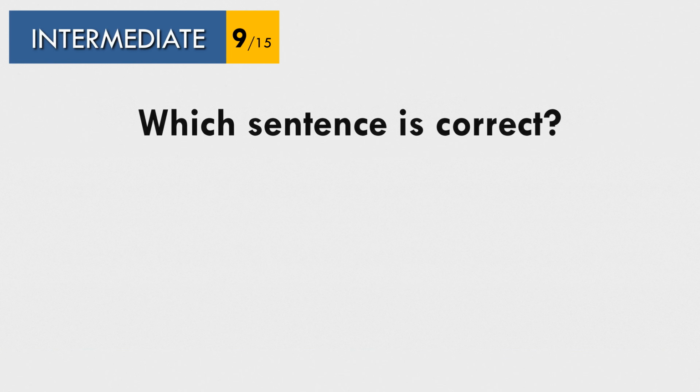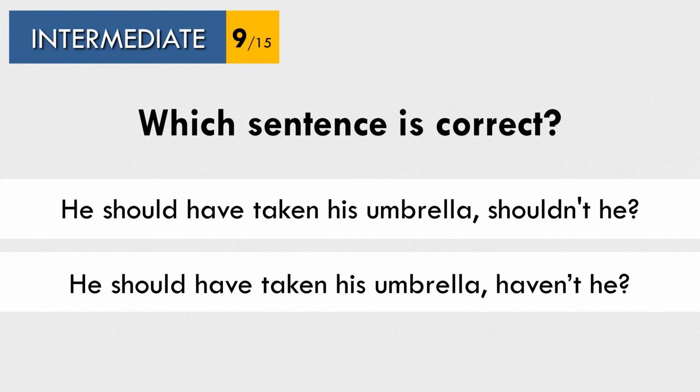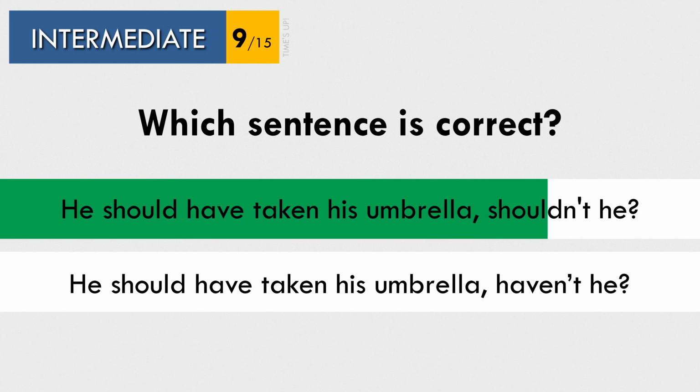Question 9. Which sentence is correct? The correct sentence is, he should have taken his umbrella, shouldn't he? In this sentence, shouldn't he is correctly used to form a tag question for the affirmative statement.